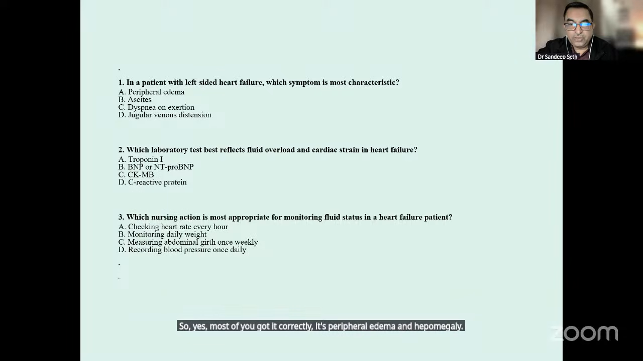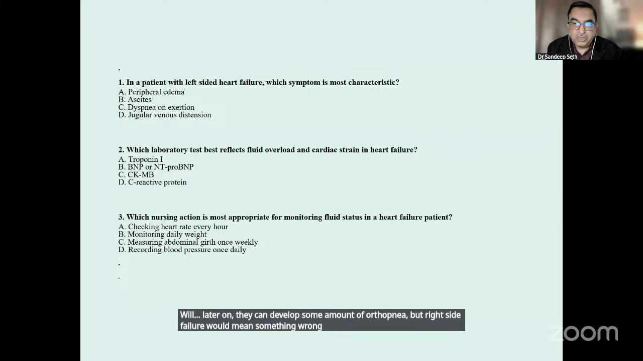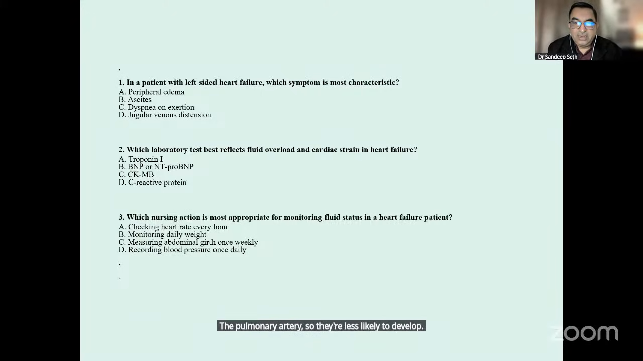Most of the patients with right-sided failure can later develop some amount of orthopnea, but right-sided failure would mean something wrong with the right ventricle or the pulmonary artery, so they're less likely to develop crackles in the lungs and orthopnea. So a third heart sound will not occur in right-sided failure.